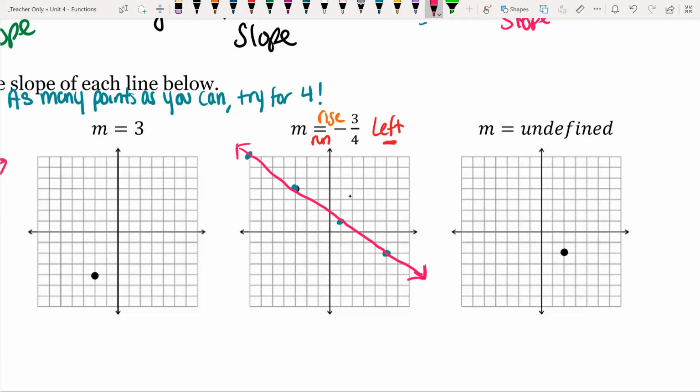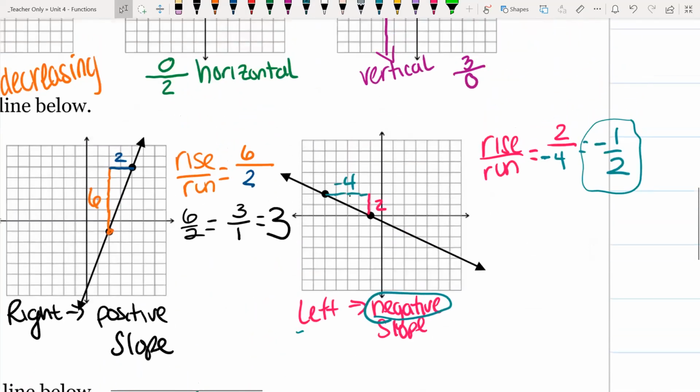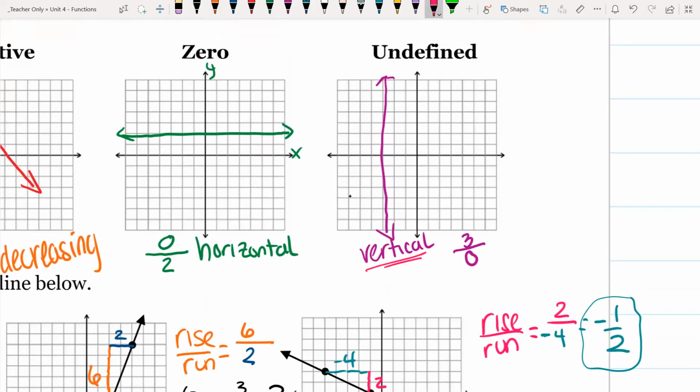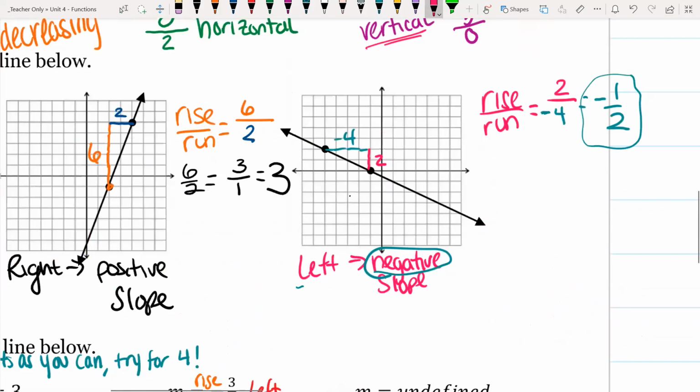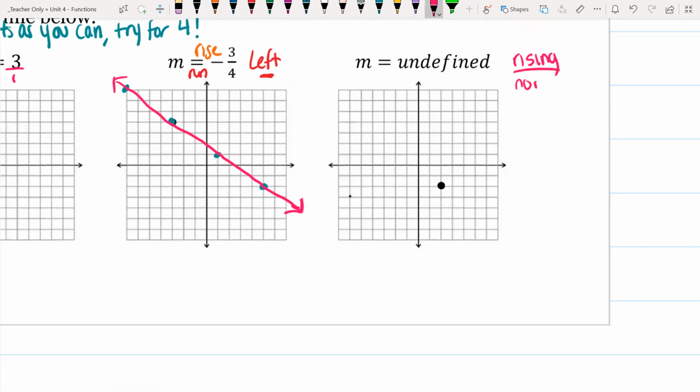Okay, one more, and then I'll have you come back to the second one. An undefined slope. Remember, undefined means it's vertical, which means we're just rising, we're not running. So an undefined slope means we're rising, but no running. So it's vertical. So all I have to simply do is draw a vertical line from that point. And that's my answer.